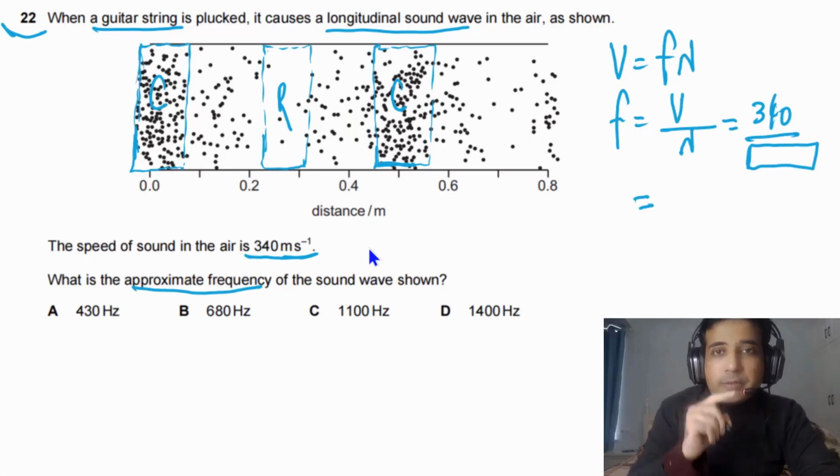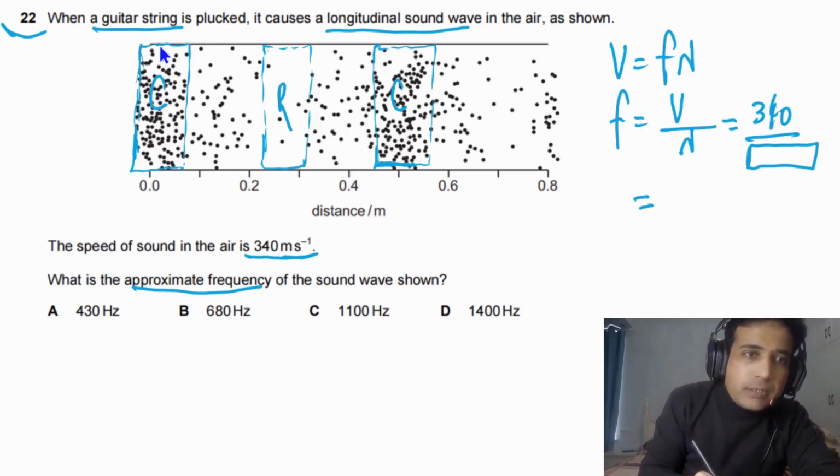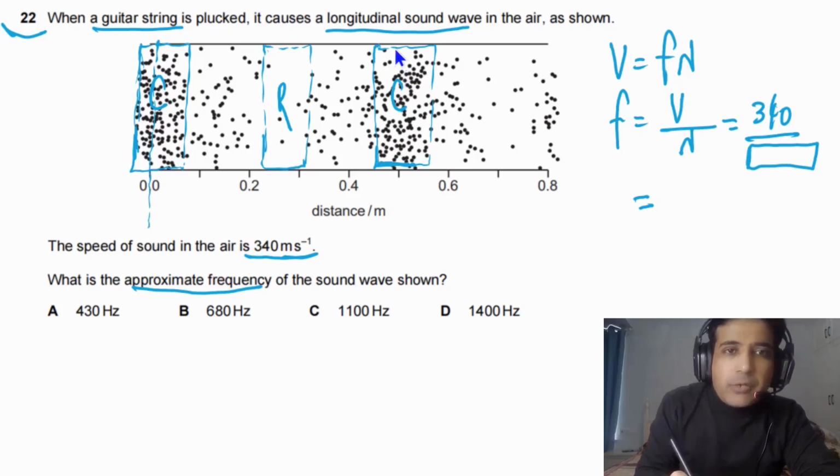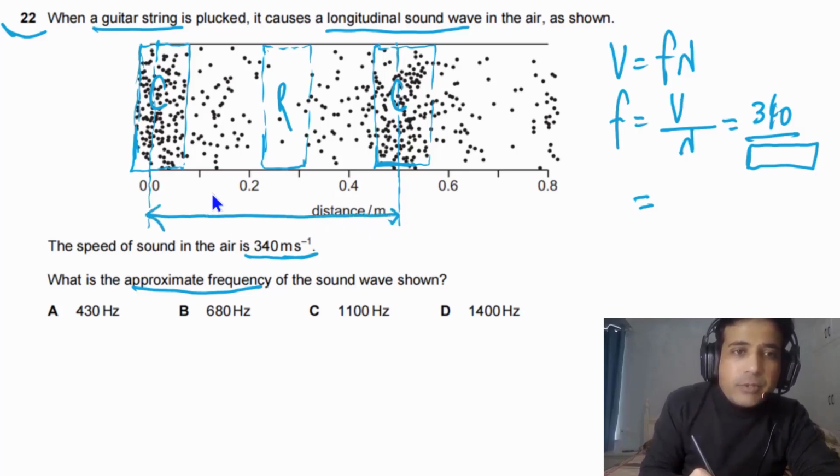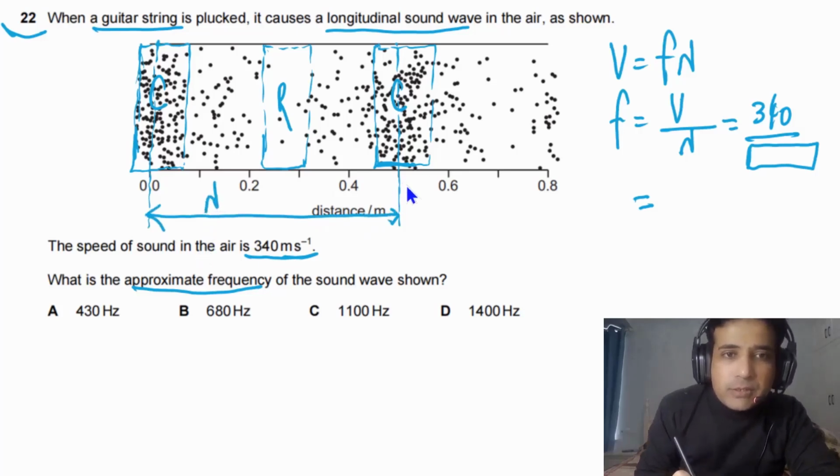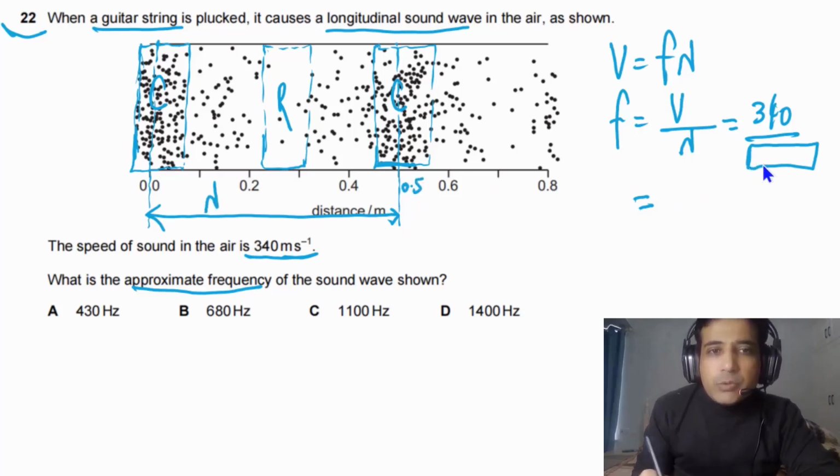The wavelength for a longitudinal wave is the distance between two consecutive compressions or rarefactions. So in this case, we find the distance between two consecutive compressions, and that distance will be equal to one wavelength, lambda. This distance in this case is equal to 0.5, so lambda is equal to 0.5 meters.